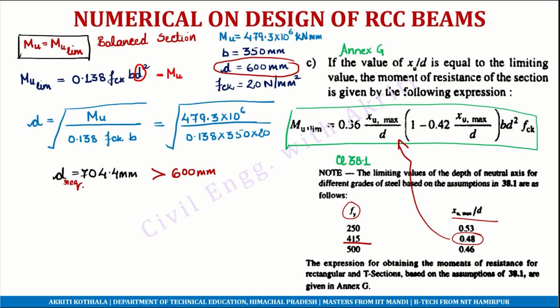Therefore, this section which we have designed so far is not okay, and we will have to redesign. So we will have to go back to the first step. So this is very important. If the value which we had assumed was greater than the required value of 704 mm, then we could have moved on to the next step, but because this value is less, we have to redesign.